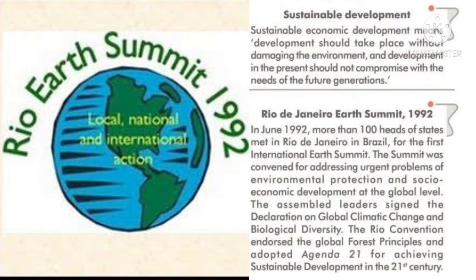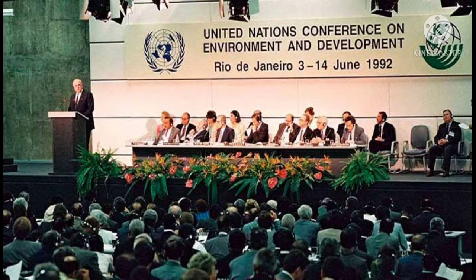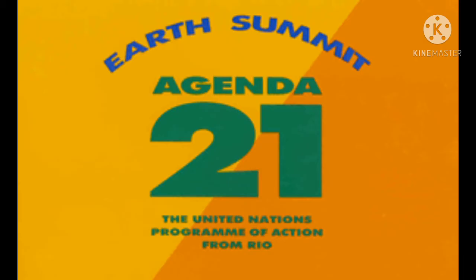Let's discuss this Rio de Janeiro Earth Summit 1992. As I have already told you, this Rio de Janeiro Earth Summit was called on the initiative of United Nations, and this summit was called in the month of June, from 3rd of June to 14th of June 1992, and this is the historical picture related to this Earth Summit. And in this Earth Summit held in Rio de Janeiro, it was decided that now all the delegates who are participating in this summit will accept the Agenda 21.